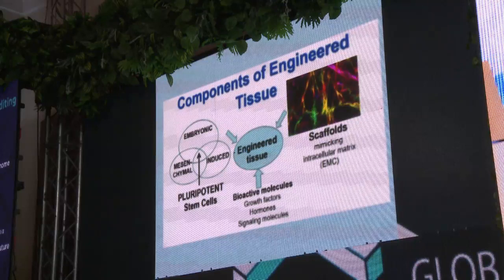It's already known that a variety of pluripotent stem cells could be the source of cells, whether embryonic or mesenchymal stem cells, and the scaffolds are now mimicking the extracellular matrix, and with all these bioactive molecules in the solution, we will guarantee the normal function of the tissue if we would like to have engineered tissues.